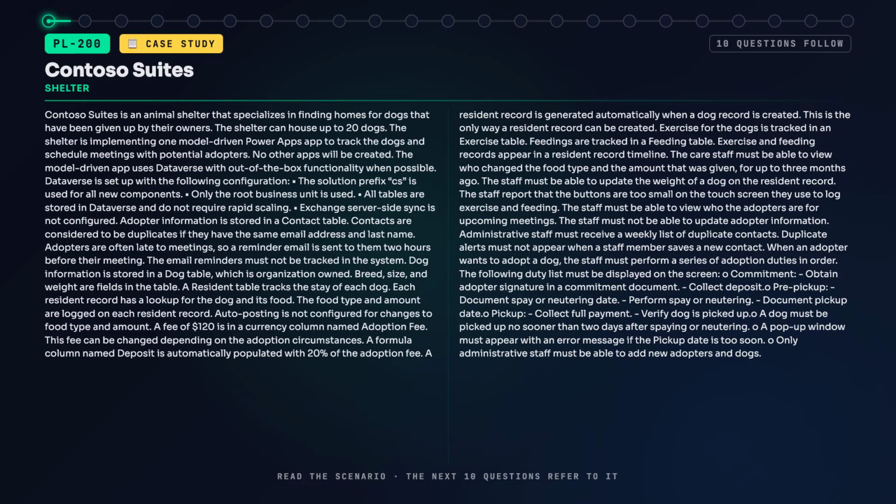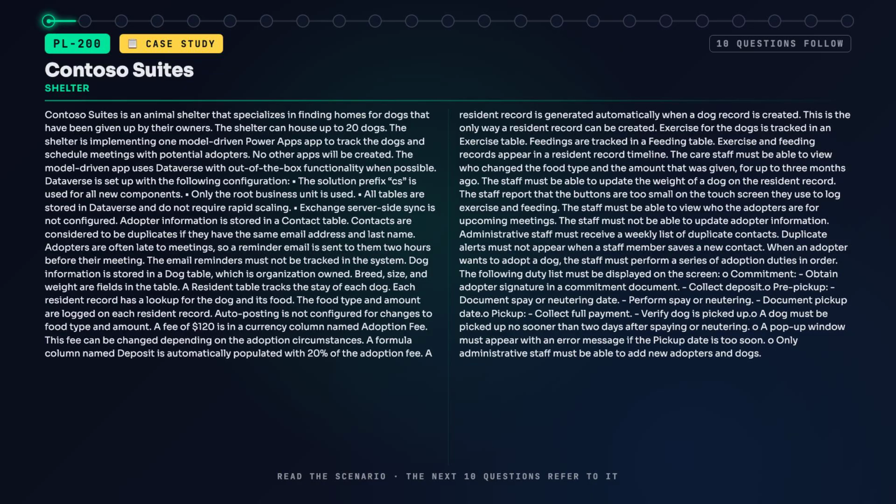The staff must be able to update the weight of a dog on the resident record. The staff report that the buttons are too small on the touchscreen they use to log exercise and feeding. The staff must be able to view who the adopters are for upcoming meetings. The staff must not be able to update adopter information. Administrative staff must receive a weekly list of duplicate contacts. Duplicate alerts must not appear when a staff member saves a new contact.